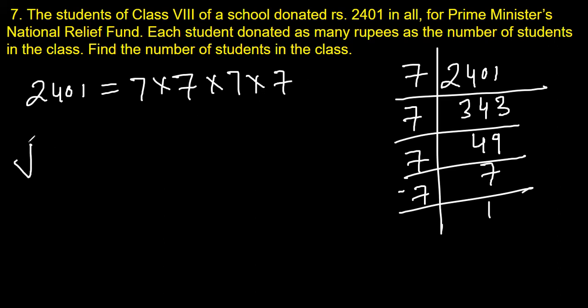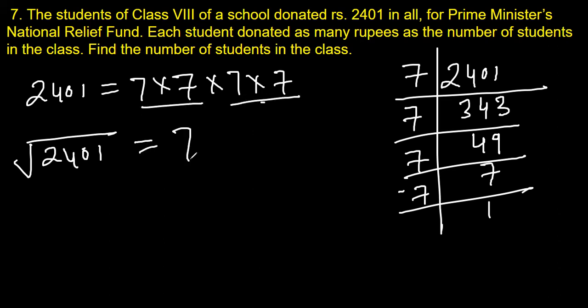And to find the square root of 2401, you take one factor from each pair. So 7 and 7, right? So 7 into 7 is 49. So the square root of 2401 is 49. That means there are 49 students in the class, and each student donated rupees 49 for the Prime Minister's National Relief Fund.